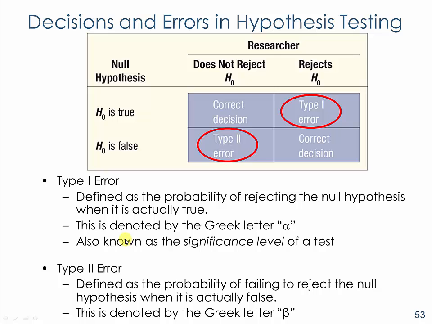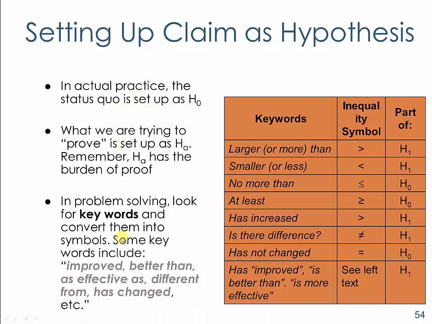For now, let's look at setting up a hypothesis. When we set up our null hypothesis, the status quo is the null hypothesis. In other words, when we assume that nothing is going on, that's what we put in as the null hypothesis. What we're trying to prove is set up as the alternate. That's what we think is going on, what we expect to get if something is going on. And remember that the alternate hypothesis has the burden of proof.